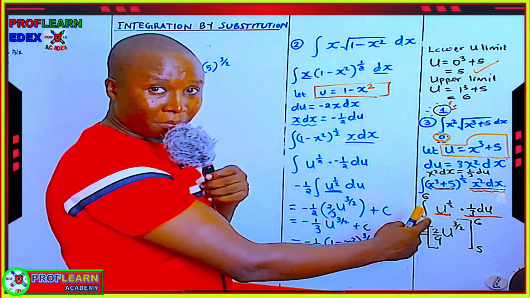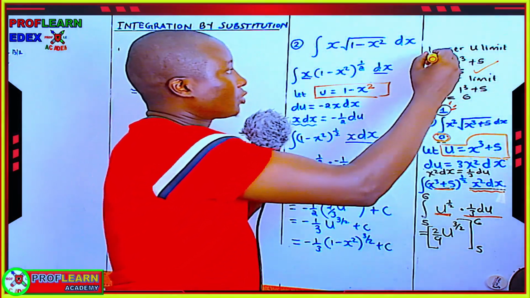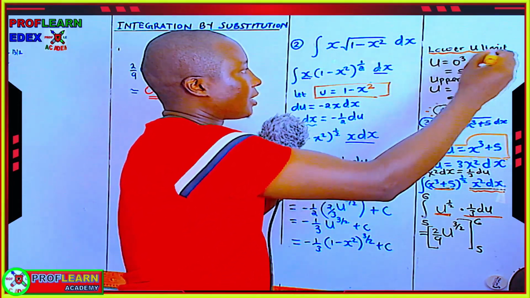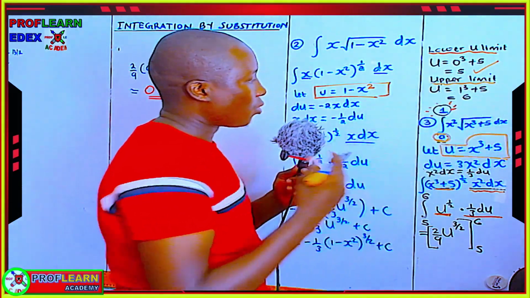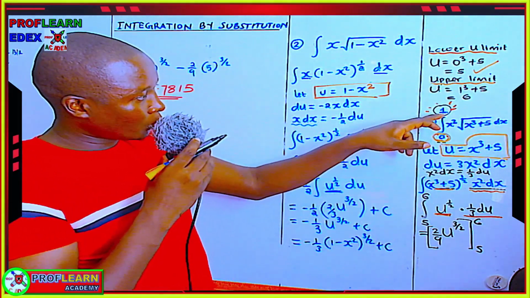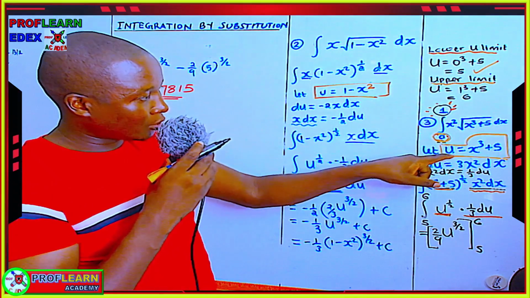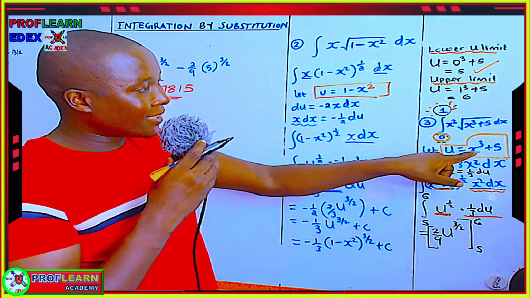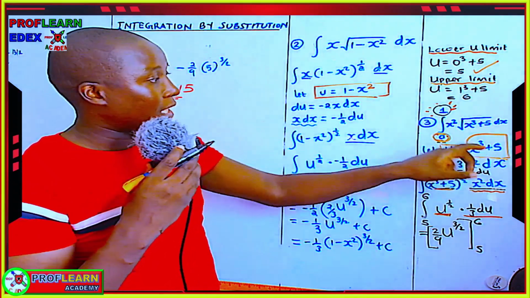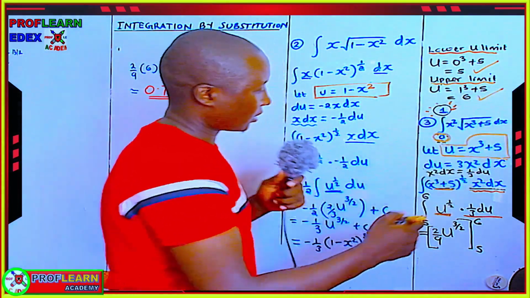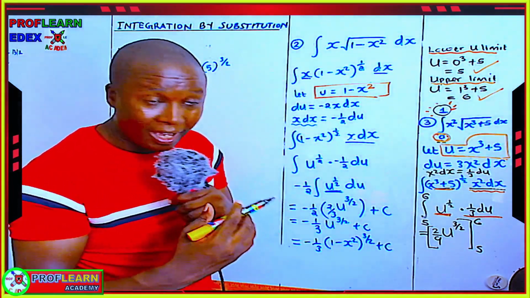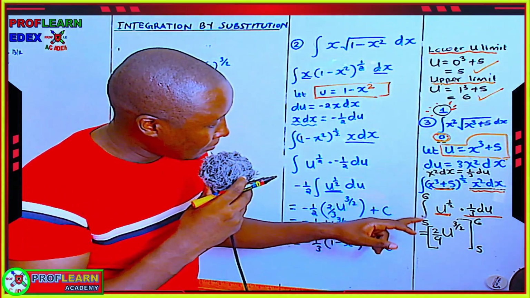And for us to find the upper limit, this is the lower limit, of course we have found it. For us to find the upper limit, we are going to use 1 here. So we shall substitute 1 in this part, so it will be u equals 1 cubed plus 5, and that is going to be our 6 here. So that we are going to have our limits from 5 to 6 for this one. Then we are going to integrate this.